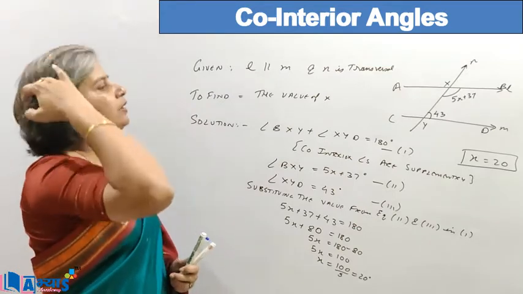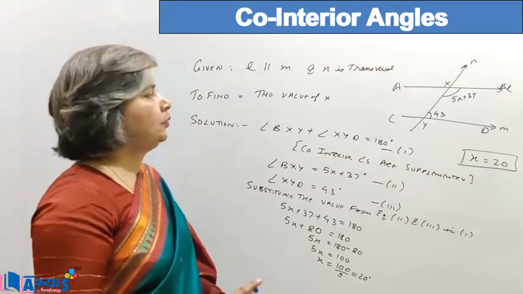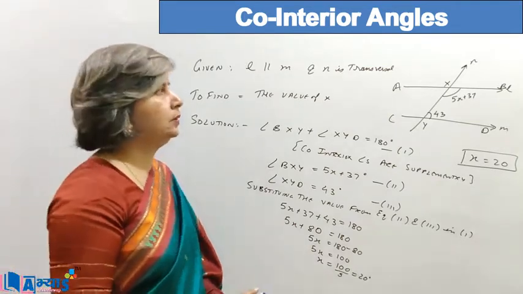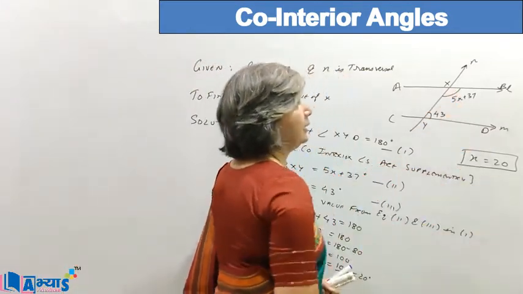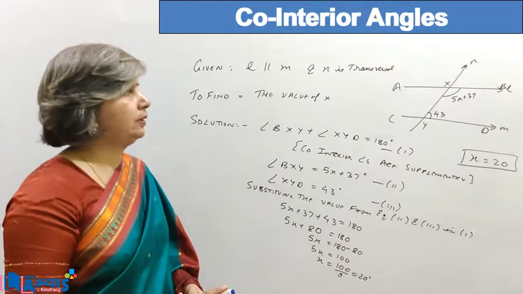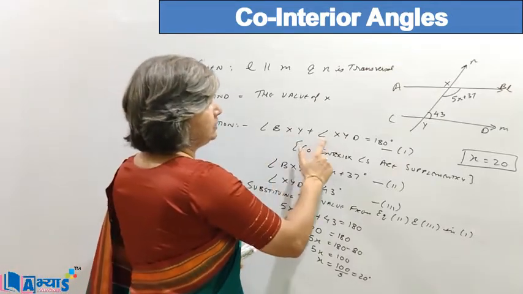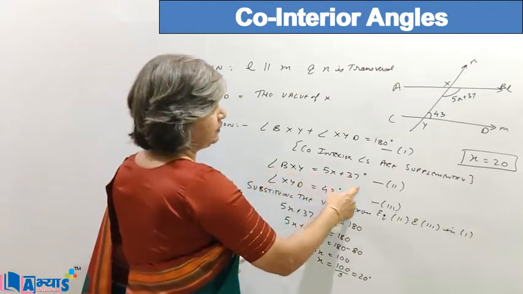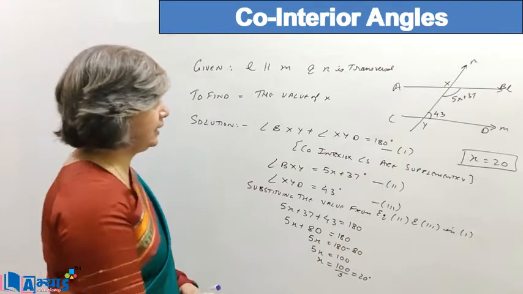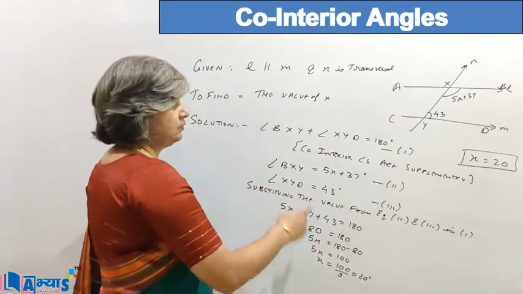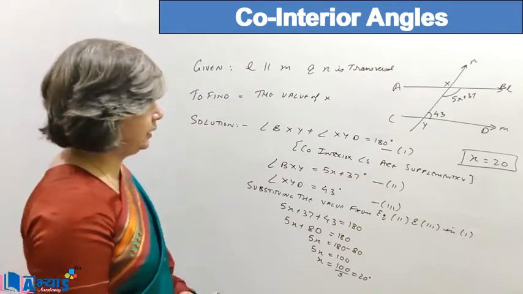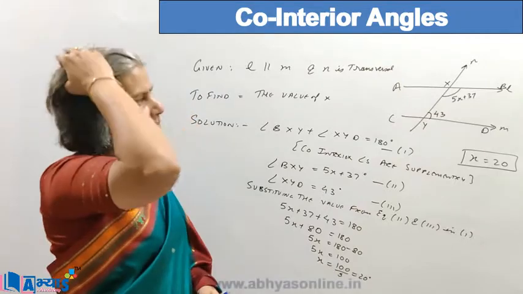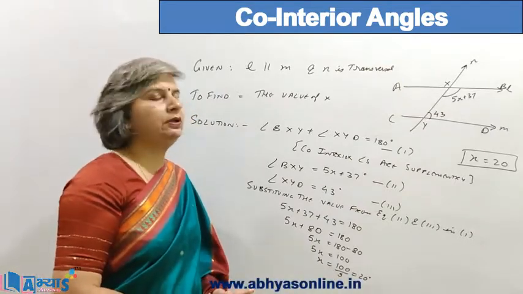So what we have done is, we have used the concept that co-interior angles are supplementary, because we were given that L is parallel to M and the angles marked were the co-interior angles. So we said that BXY plus XYD is equal to 180 degrees. We know the value of BXY as 5x plus 37, it was given in the question, and angle XYD as 43. So we substituted these two values in equation 1, and then we solved a linear equation and found the value of x as 20 degrees. So this is how we have applied the concept that co-interior angles are supplementary in case of parallel lines.